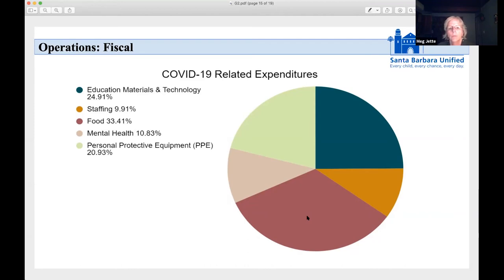We're using some of it to help support the lack of funding and to keep our employees. They're called essential employees, and we are not allowed to let any of them go. We also have, in the pinker slide, the mental health, as Dr. Wagonak spoke about before. And then the personal protective equipment, the PPE.